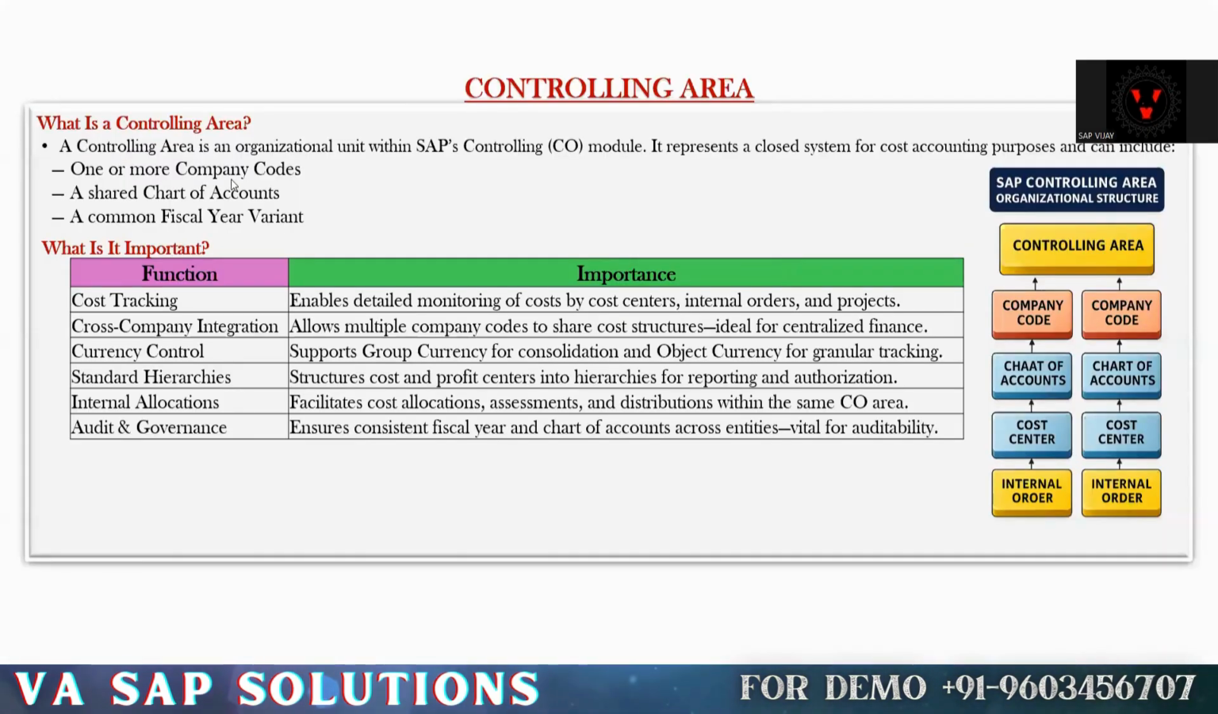So a controlling area is an organizational unit within the SAP controlling CO module. It represents a closed system for cost accounting purposes and can include one or more company codes sharing a chart of accounts and a common fiscal year variant. So what is the importance of the controlling area? Cost tracking and cross company integration, currency controlling, standard hierarchy, internal allocations, and audit and governance.